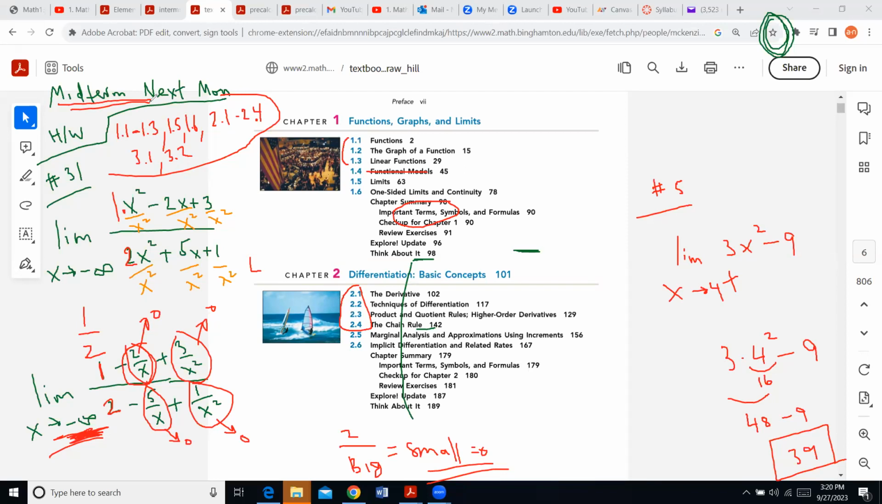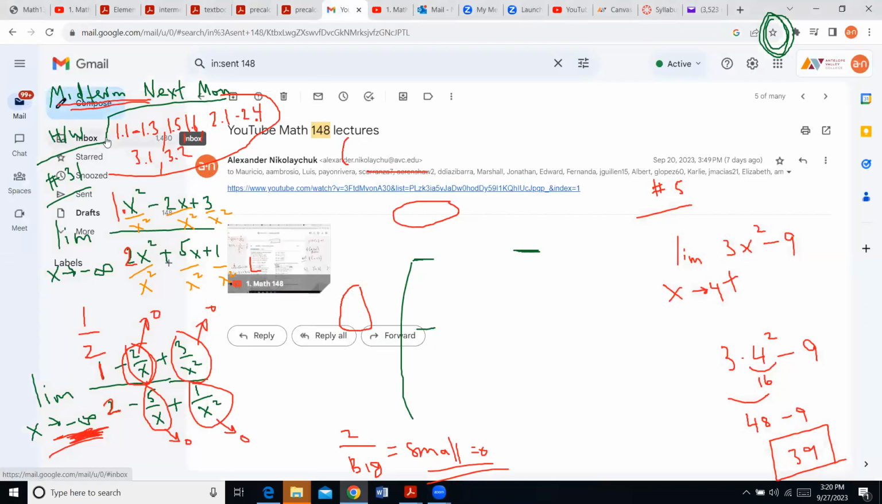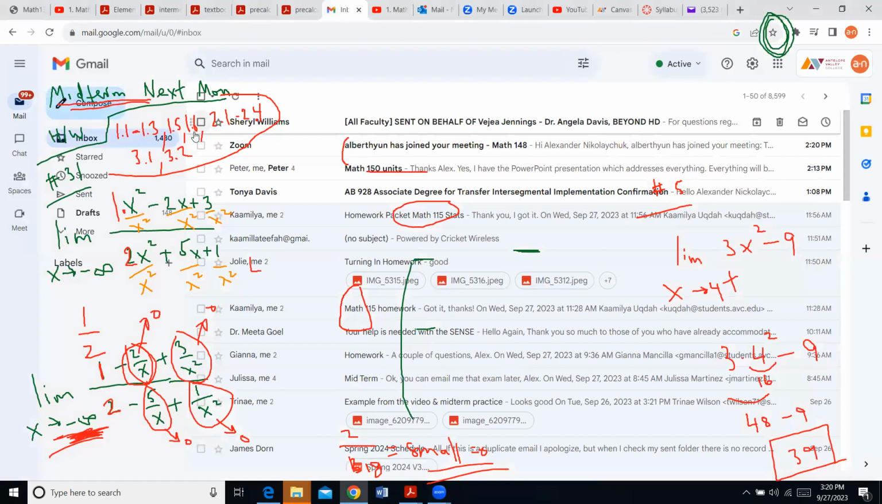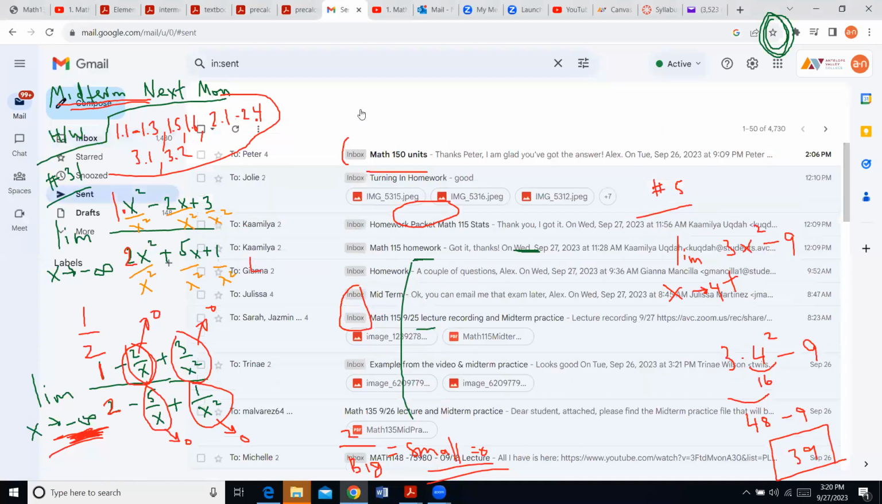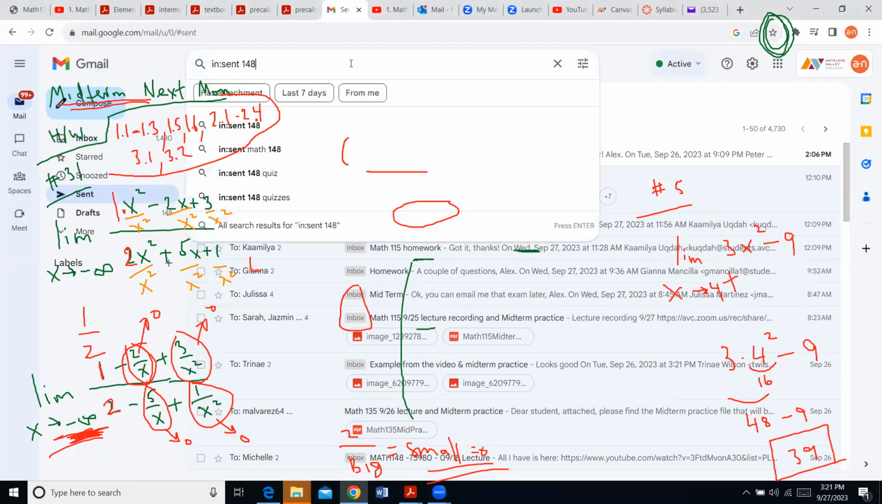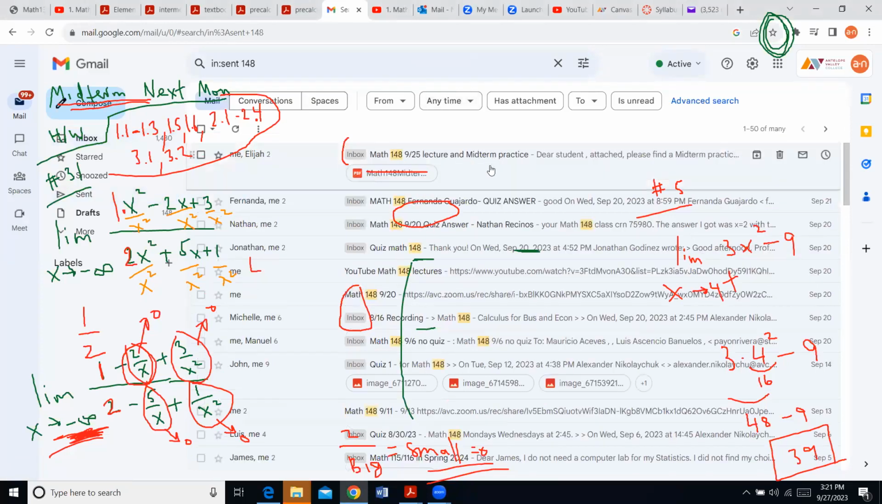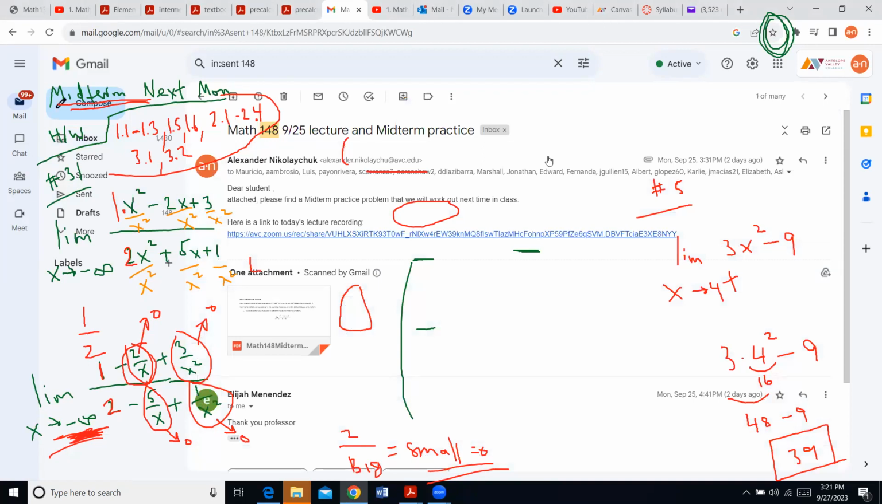And wait for me to email you the midterm exam on Monday. I will send it to everyone a little bit earlier, just like I sent this practice midterm a while ago. So here's the way to find 148, right? And I go for 148 only in the midterm practice. So that's the last email that you have from me.